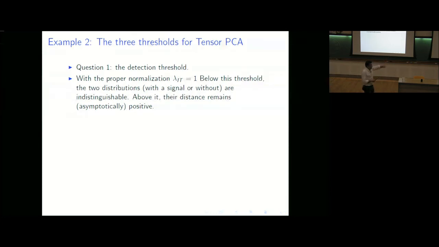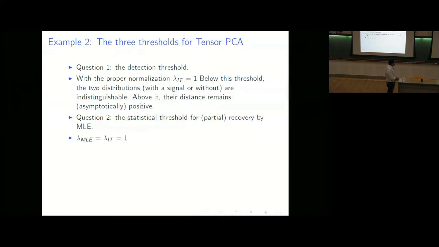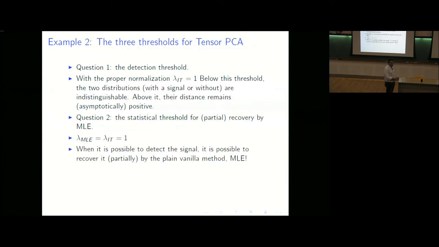Above this threshold, this distance remains asymptotically positive, which means that there exists at least one observable where these two things are distinguishable, but you don't know which one. So of course, here we have chosen as an observable the likelihood function. So question 2, the statistical threshold for partial recovery by MLE, it's the same. So this is extremely interesting and surprising.